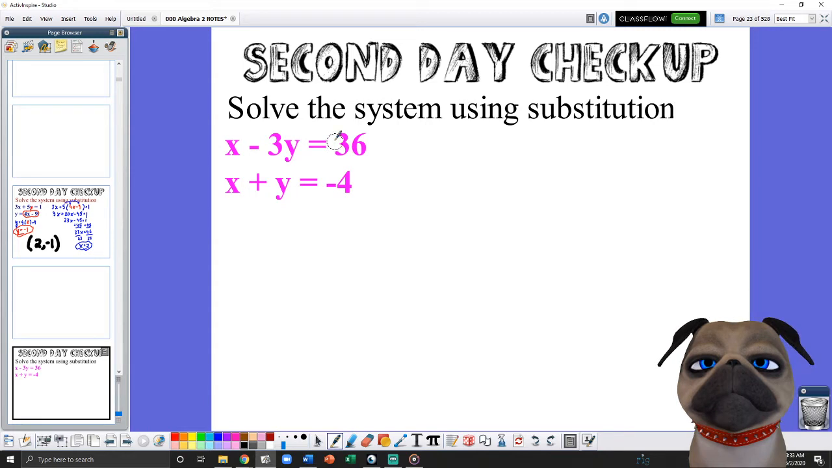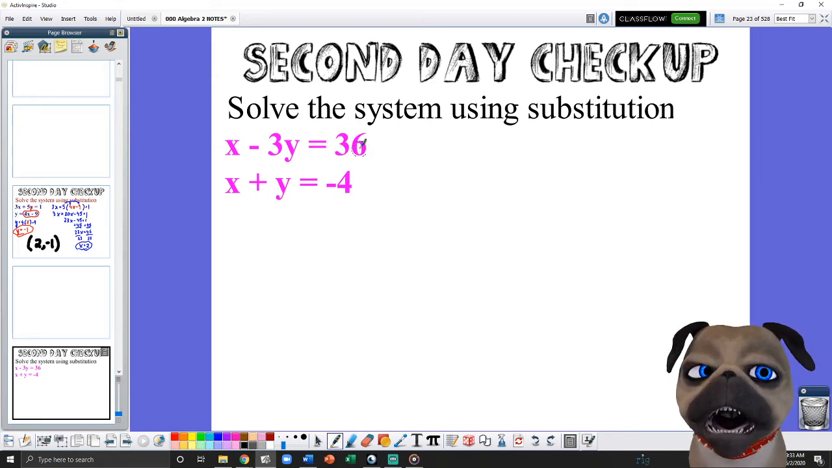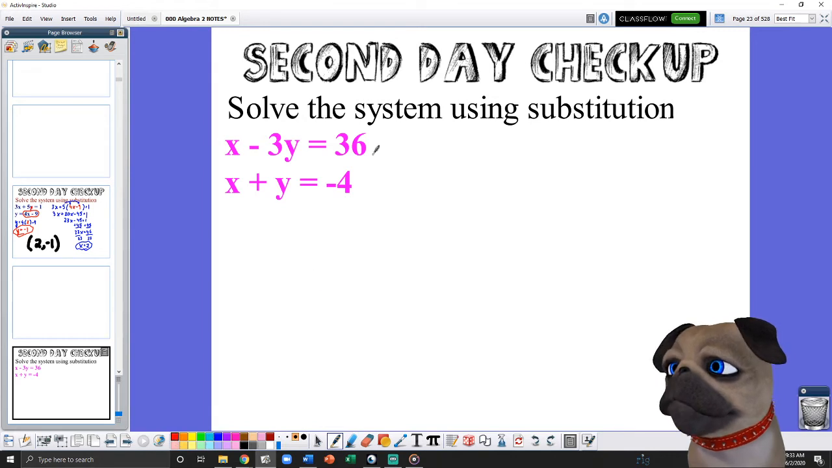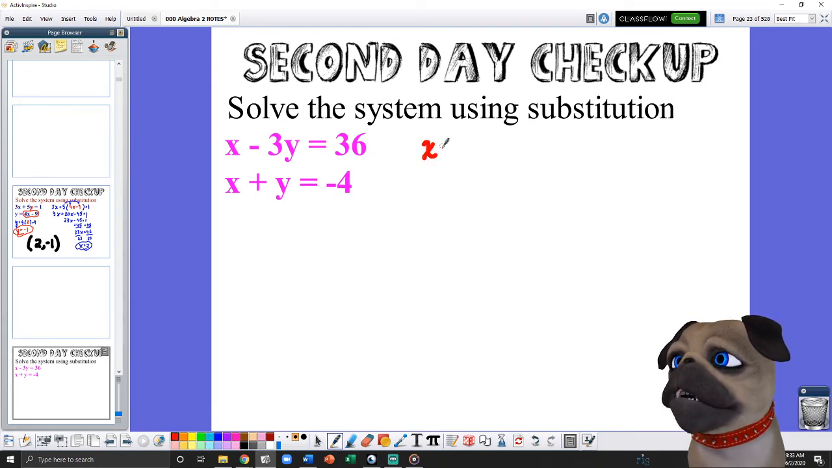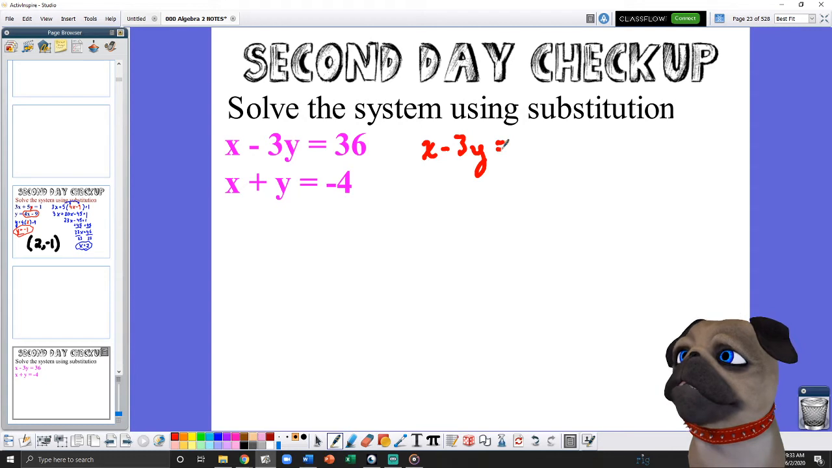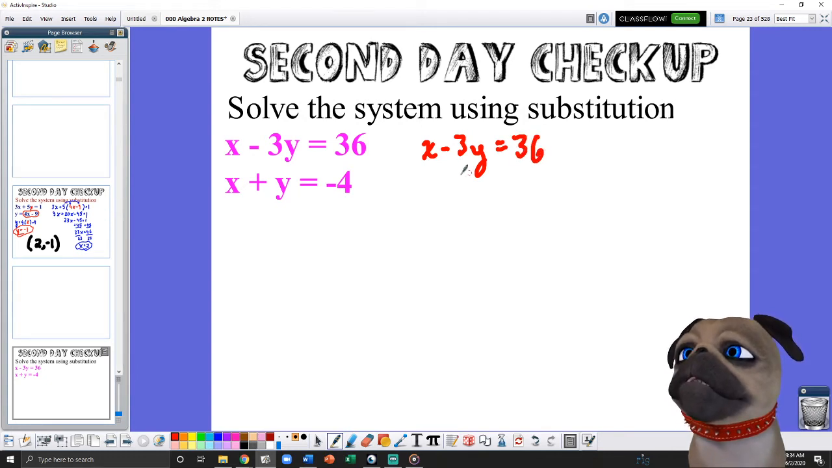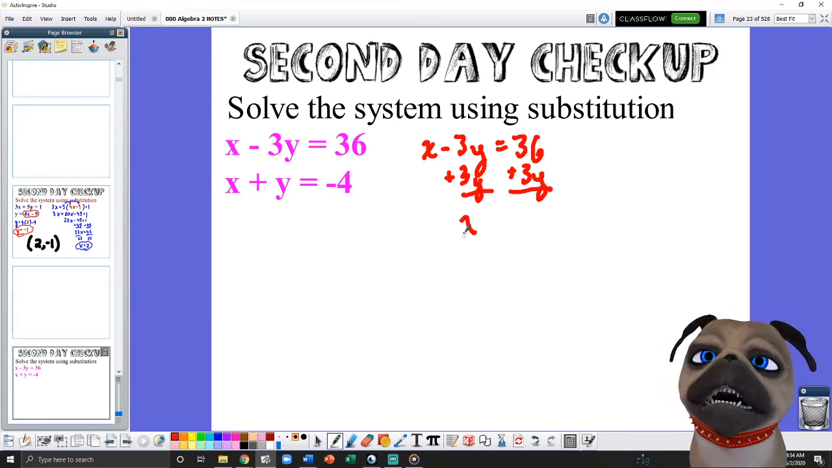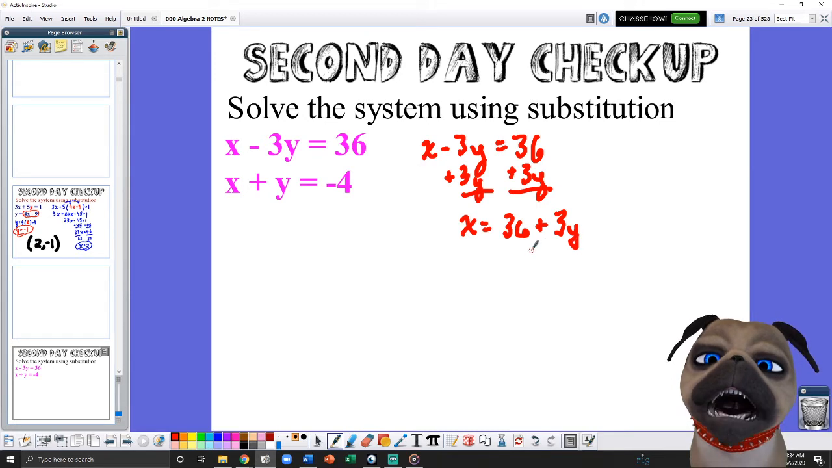Alright, it looks like you're all finished. Here we go. So we said we're going to take this one, we're going to write it, and solve it for x. So to solve for x, I must get rid of the 3y. So let's add 3y to both sides. Now I have x equals, you could put 36 plus 3y or 3y plus 36. It doesn't really matter to me. We're going to do that.